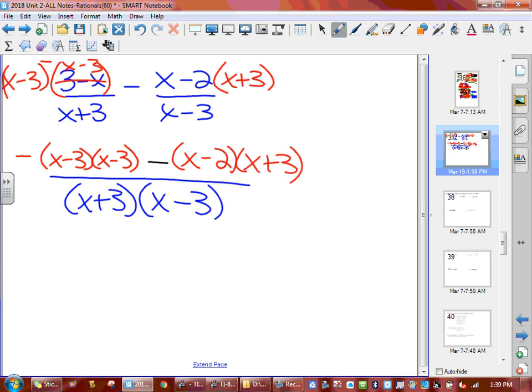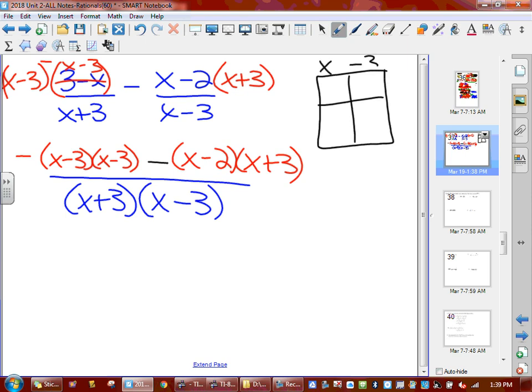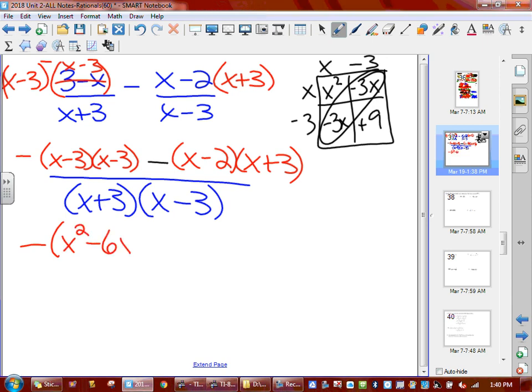So now we've got to do area boxes, or FOIL, whichever you prefer. On the left-hand side, we're going to area box the 2 brackets, and forget about the negative till the end. Same with the right-hand side; we forget about the negative in the middle till the end. I'm just going to show one of the area boxes. So x and negative 3, x and negative 3: x squared minus 3x minus 3x plus 9. Add those together. So this is going to give me negative (x squared minus 6x plus 9), subtracting.